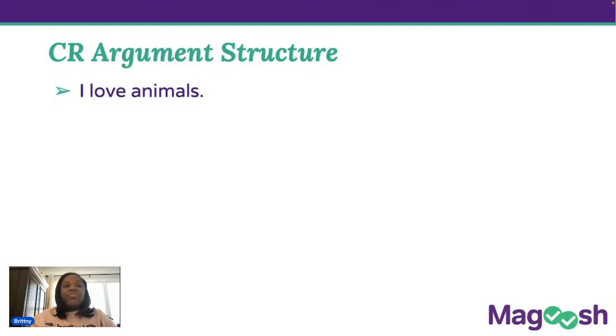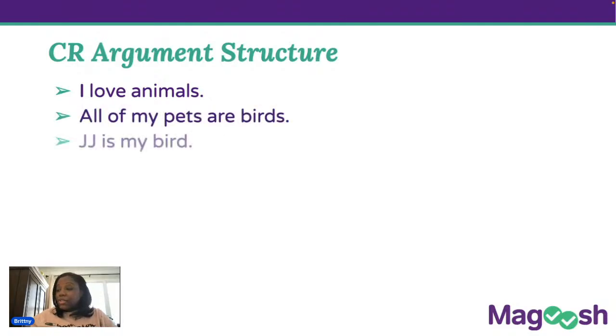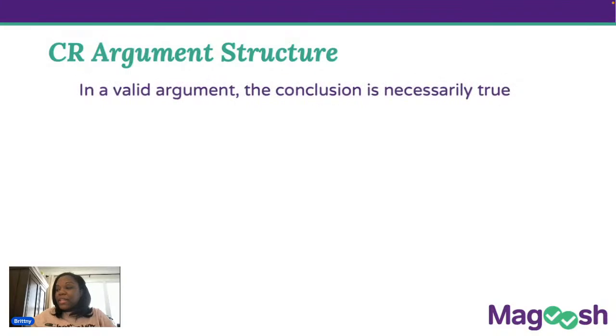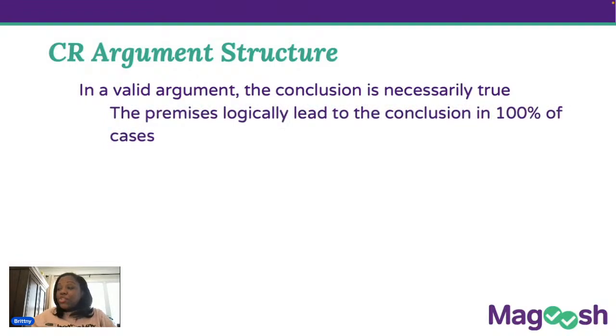All right, let's look at a really, really simple argument. I love animals. All my pets are birds. JJ is my bird. Therefore, JJ is a bird. This makes logical sense, right? Because if all of my pets are birds and JJ is my bird, that must mean that JJ is a bird because I don't have any other pets other than birds. So this argument is very valid and makes sense. In a valid argument, the conclusions are necessarily true 100% of the time. Okay, so the premises logically lead to the conclusion every single time.